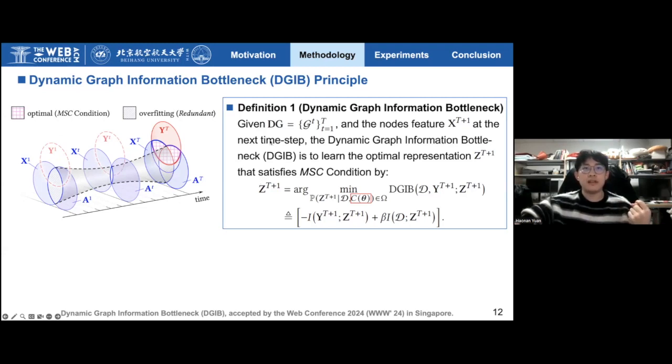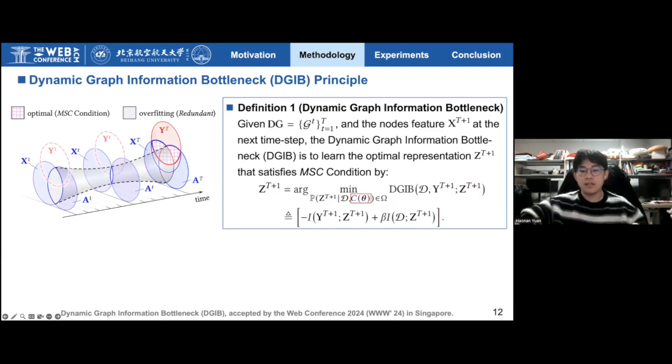Given the dynamic graph and the node features at the next time step, the DGIB objective is to learn the optimal representation Z at time t+1 that satisfies the MSA condition, by minimizing the DGIB objective under the constraints of the stochastic encoder P, where the C theta condition is used to constrain the consensual assumption.